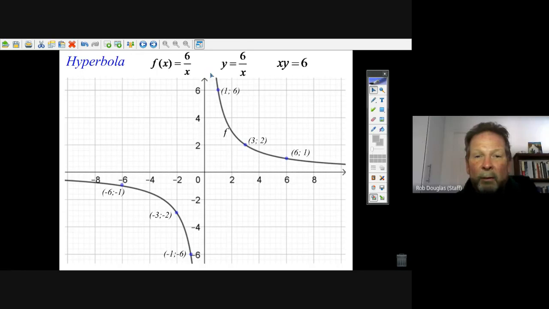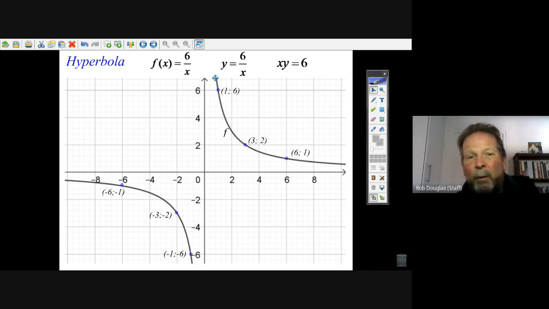Hey, this computer graphed this thing perfectly. Another number that would be nice is 3. 6 divided by 3 would equal 2. So 3 along, if x is 3, y would be 2. And the last one, 6 divided by 6. If x is 6, then y would be 1. If we connect the points, it makes this curve that looks like this.